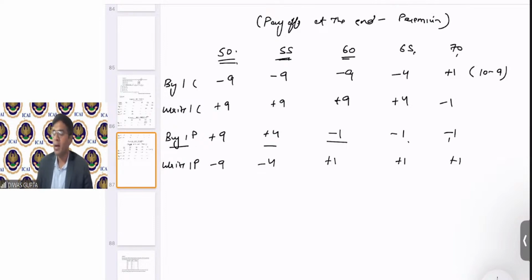Okay. However, in case I've written one put option, I will receive 1 rupee as premium, but I have to pay 10 rupees as the difference in case the price is 50 rupees. So my net loss becomes minus 9. Similarly, minus 4, 1 and 1 here. Okay.